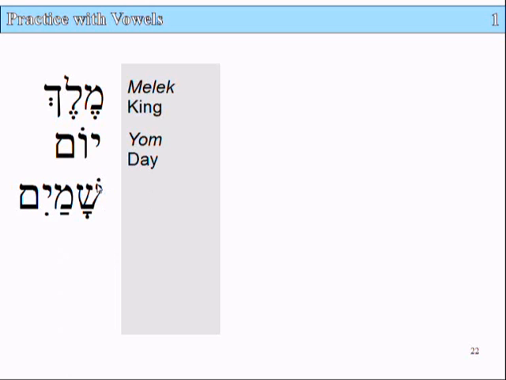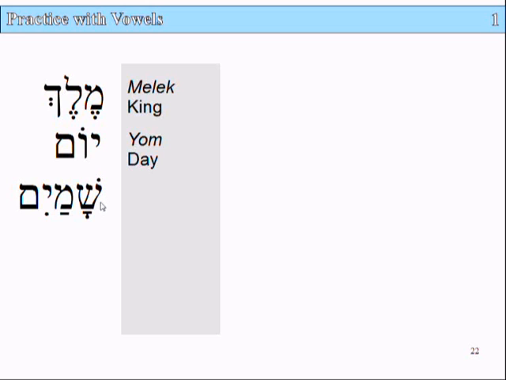Right, here we have the letter Shin. There are two forms of this letter. It can also be called a Sin. It's the same letter, but the dot is on the left-hand side. In this case, it's on the right-hand side. When it's on the right-hand side, it has a sh sound, and when it is on the left-hand side, it has an s sound.